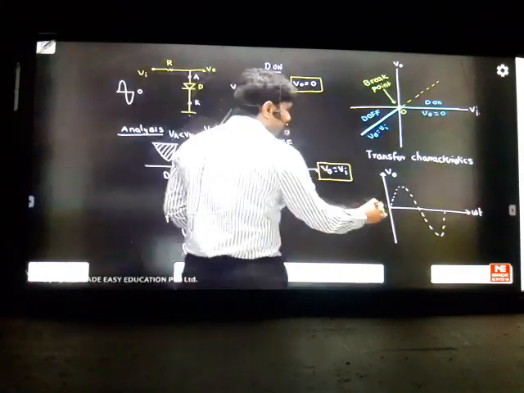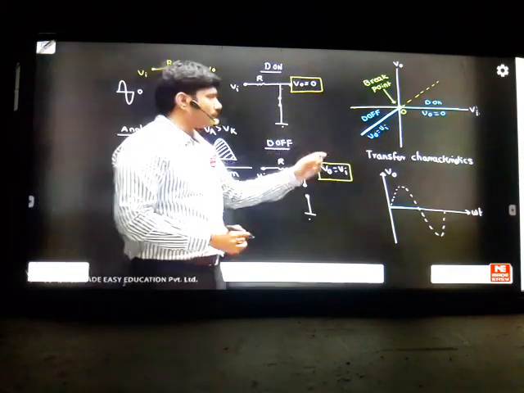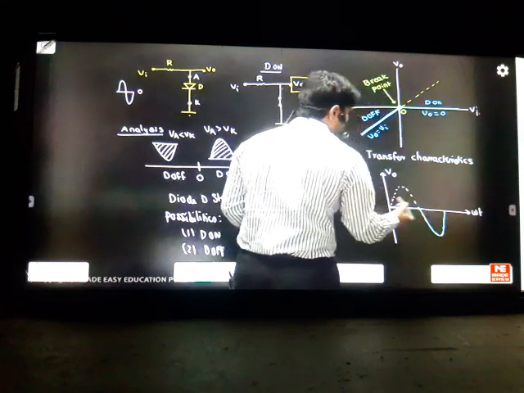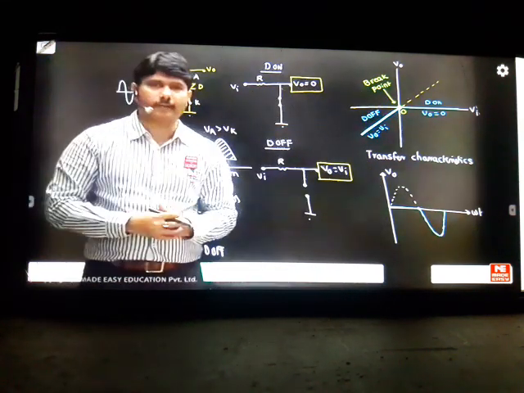So for positive cycle, you write just a zero. No response, so that means the signal has been clipped off. Below, output is equal to input, meaning whatever you are giving, that is coming to the receiver. So this is the way you can write a waveform from the transfer characteristics. So with the help of transfer characteristics, we can write the output waveform.